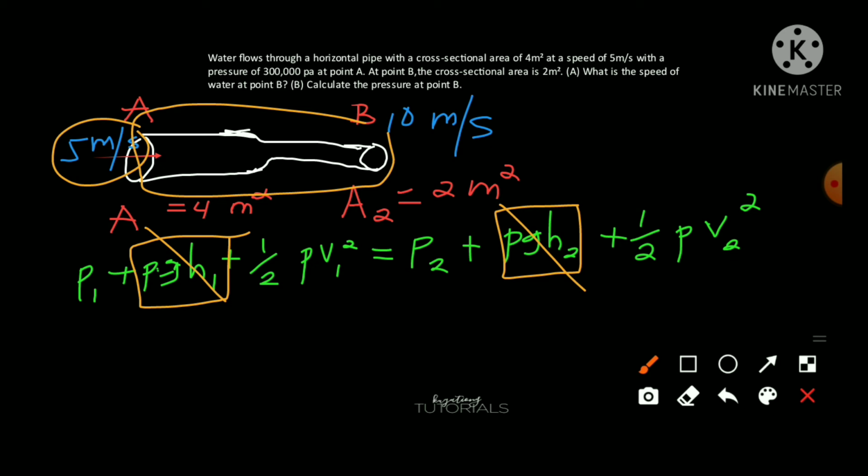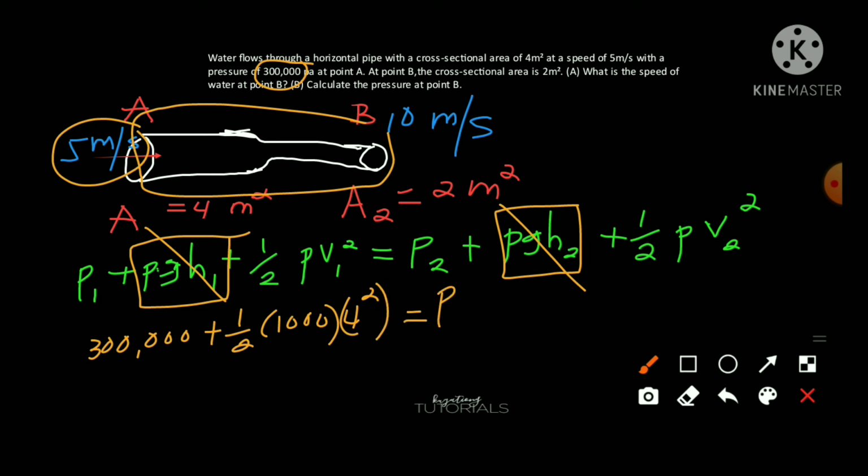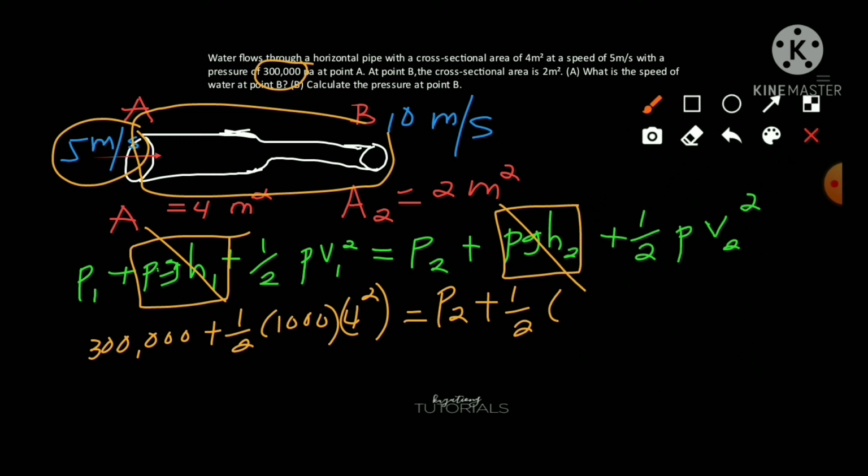So we have P1, which is 300,000 pascals, right? So we're going to substitute 300,000 pascals plus 1/2 the density, that is rho. The density of water is 1,000, times the speed in point A is 4 squared, right? Sorry. 4 squared is equal to P2, which is what we are looking for, plus 1/2 the density of water, which is 1,000 again, times the velocity in point B, which is 10 meters per second, so 10 squared.